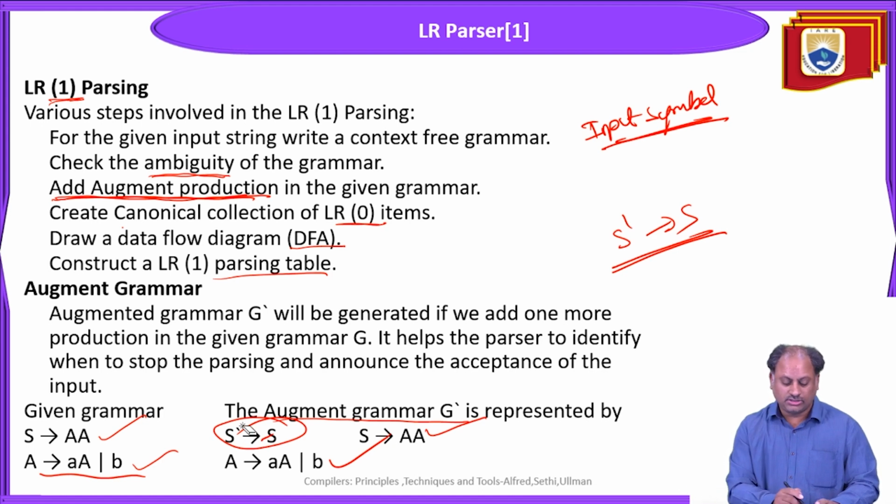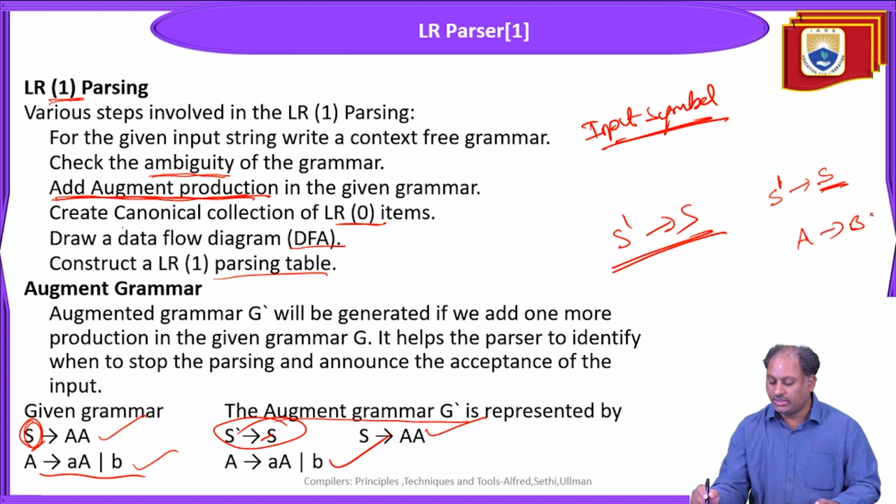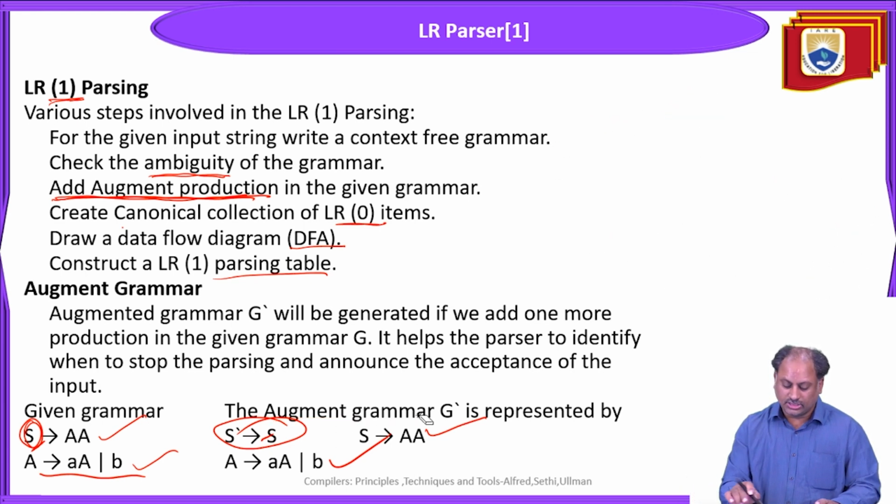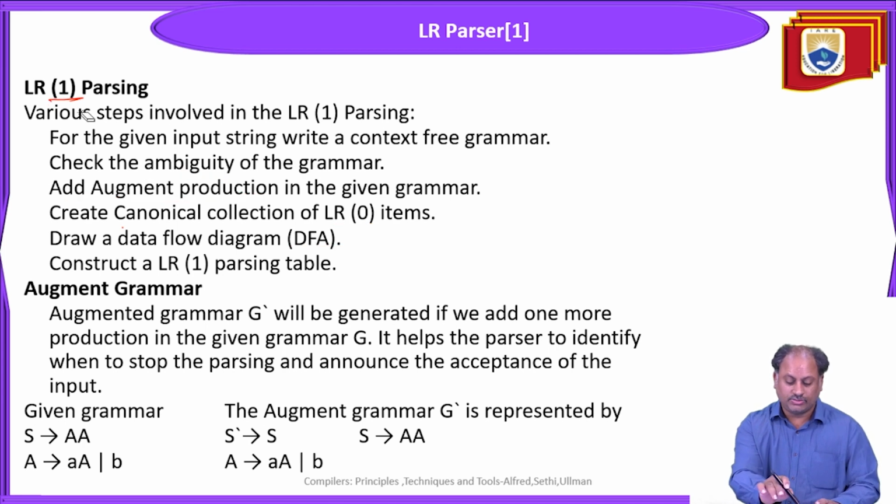That means, what is the start symbol of the given grammar? We take one new symbol S', which derives the start symbol of the grammar. Here the start symbol of the grammar is S, that's why we have considered S' derives S. Suppose the start symbol is A and A derives BX, then the augmented production is A' derives A. Like that we can write an augmented production for the given grammar by taking the start symbol with a dash notation on the left hand side, and the corresponding start symbol of the given grammar on the right hand side.